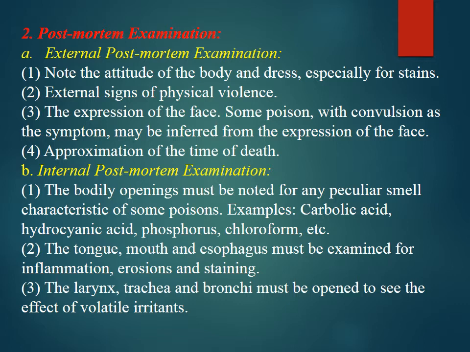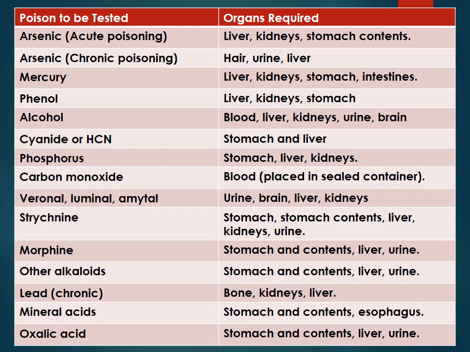Next, the tongue, mouth, and esophagus must be examined for inflammation, erosions, and staining. Then the larynx, trachea, and bronchi must be opened to see the effect of volatile irritants. So, in a post-mortem examination, if you are the medical legal investigator, you should test the following poison and the corresponding body organs that are required. You get the sample.